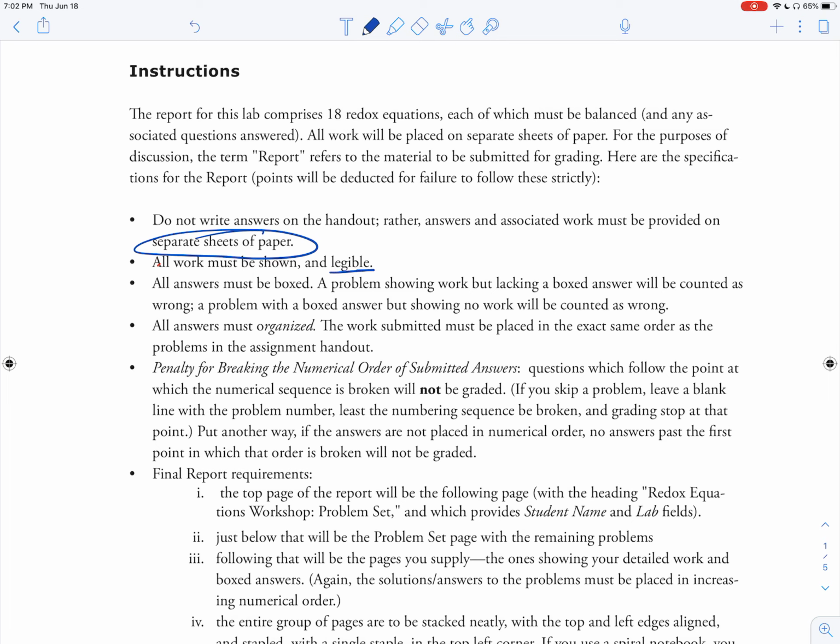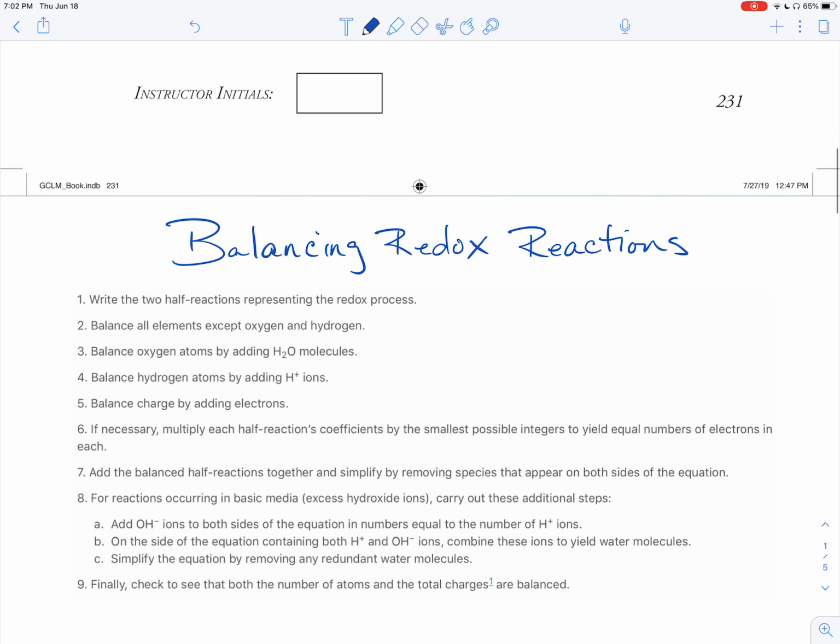Make sure you're legible so that I can read what you're doing, box your answer, and make sure you stay organized, which means put your problems in order of 1 through 18 and make sure that they are all in the correct order all the way through so that I can find your questions and answers easily.